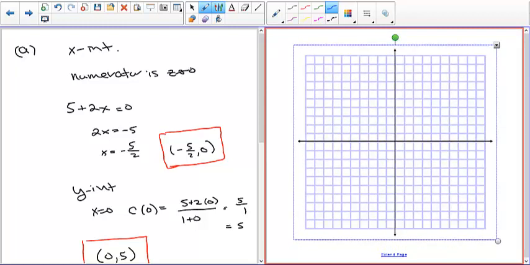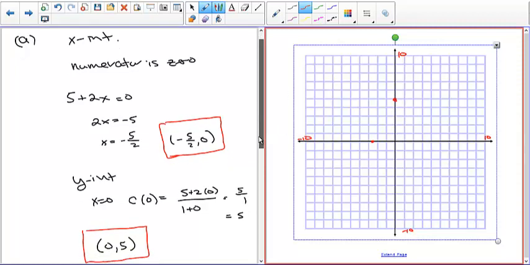Let's plot what we know here. Here's our x-intercept, -5/2. So this is -10, this is +10. So this is 1, 2, 3. 5/2 is 2.5, so that's my x-intercept. My y-intercept is 5: 1, 2, 3, 4, 5. Okay, so those are the points.